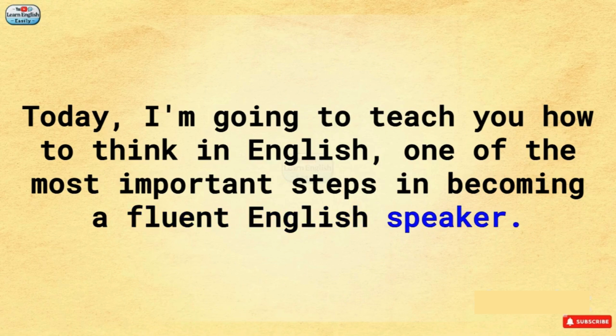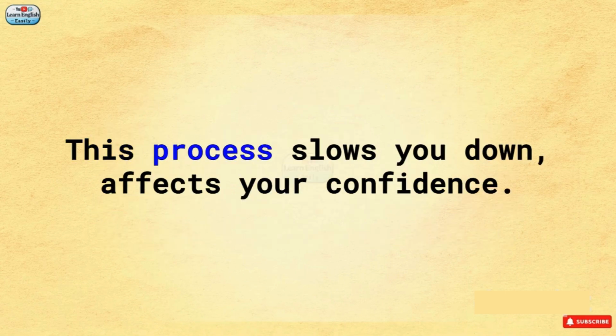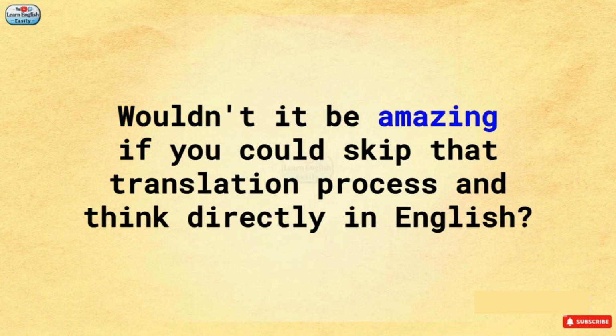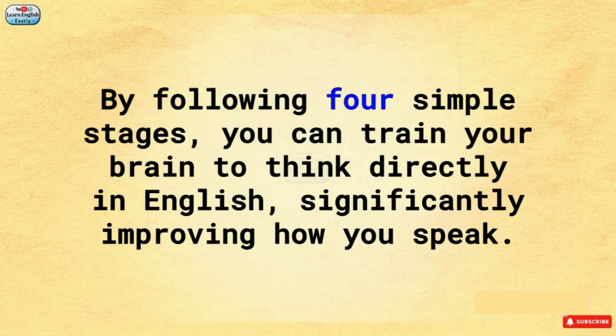fluent English speaker. It can be frustrating when you have to stop and translate sentences from your native language into English before speaking. This process slows you down, affects your confidence, and often leads to mistakes. Wouldn't it be amazing if you could skip that translation process and think directly in English? The good news is that it's possible. By following 4 simple stages, you can train your brain to think directly in English, significantly improving how you speak.